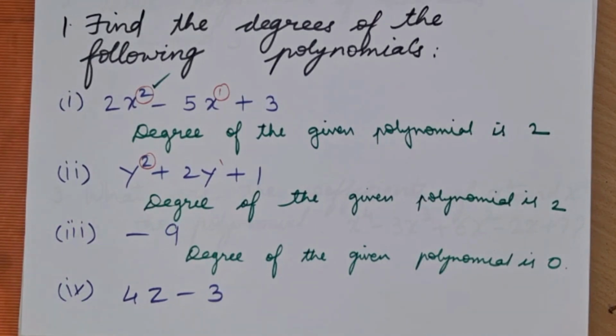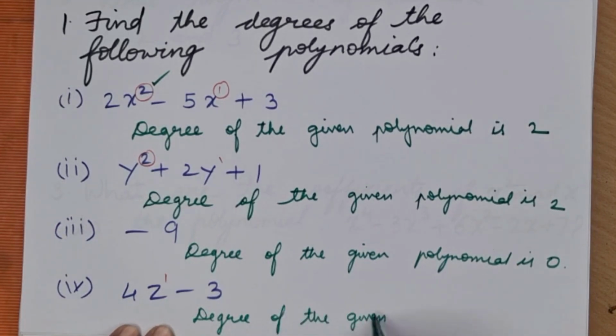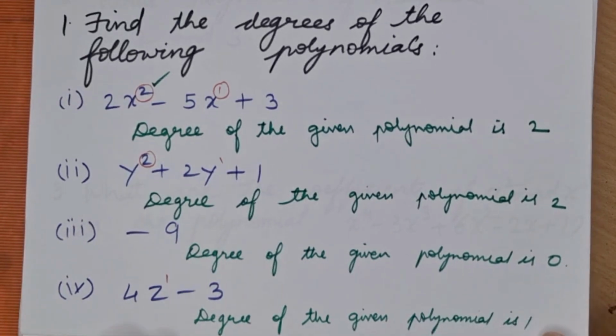And the last one, can you see the variable z is sitting completely alone? Which means its invisible power is nothing but 1. Now, the degree of this polynomial is 1. Let me write the answer. Degree of the given polynomial is 1.